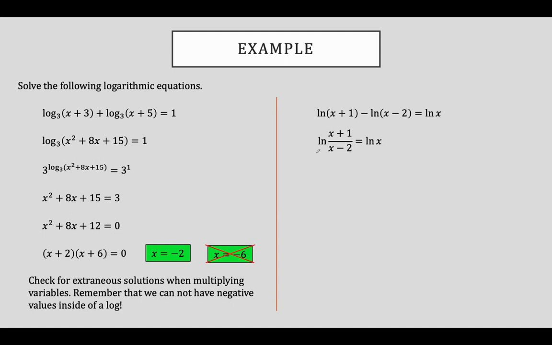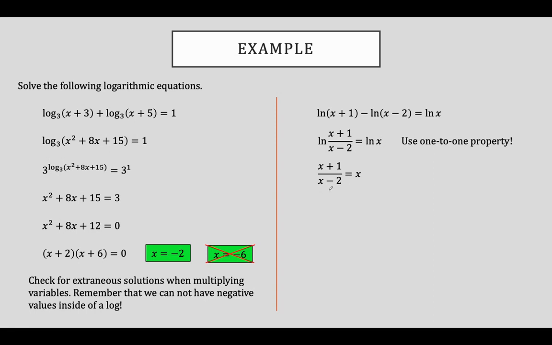At this point, we could exponentiate both sides of the equation with the base of e, because that would undo this natural log, or we can use the one-to-one property. Notice that we have two logs with the same base set equal to each other. Therefore, the quantities inside of the logs must be equal. x plus 1 divided by x minus 2 has to equal x.